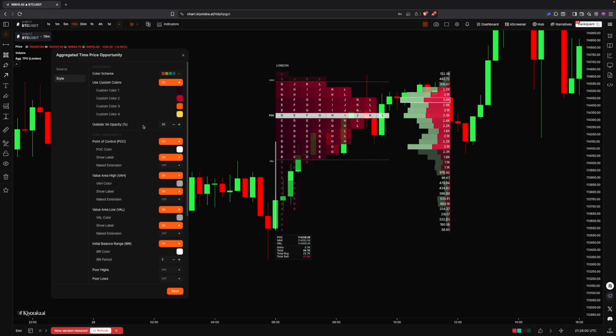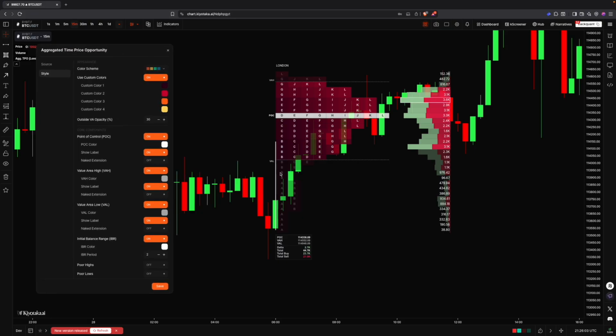Outside VA opacity. Now this will determine the opacity of the blocks outside the value area. If I turn this up, you'll see they'll get brighter. But I personally think it's a good idea to have them pretty different so that you can focus on where the market wants to do business, right? Because that's where you want to look for setups.